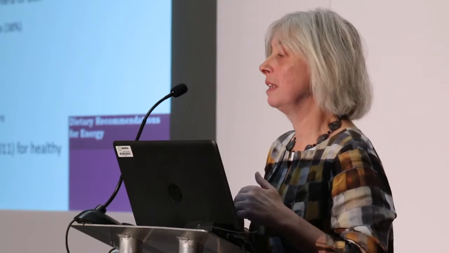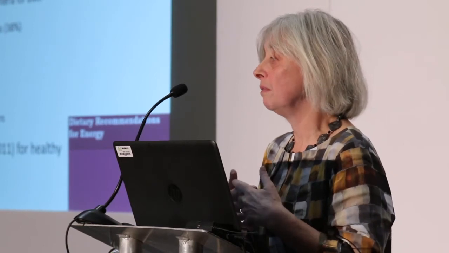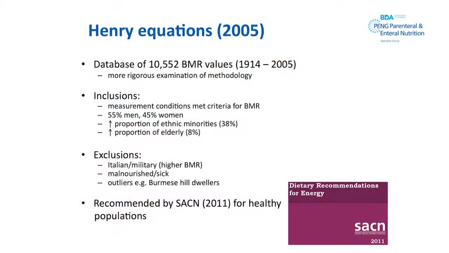But then early in this century, J.A. Henry, Oxford Brookes, felt that the Schofield equations still didn't represent the BMR of healthy populations. He did a very thorough and extensive review, looking at over 10,000 BMR values from studies from 1914 to 2005, and only included studies where the measurement conditions strictly followed those required for measuring BMR. There was a much more equal proportion of men to women, and a higher proportion of ethnic minorities and elderly people.